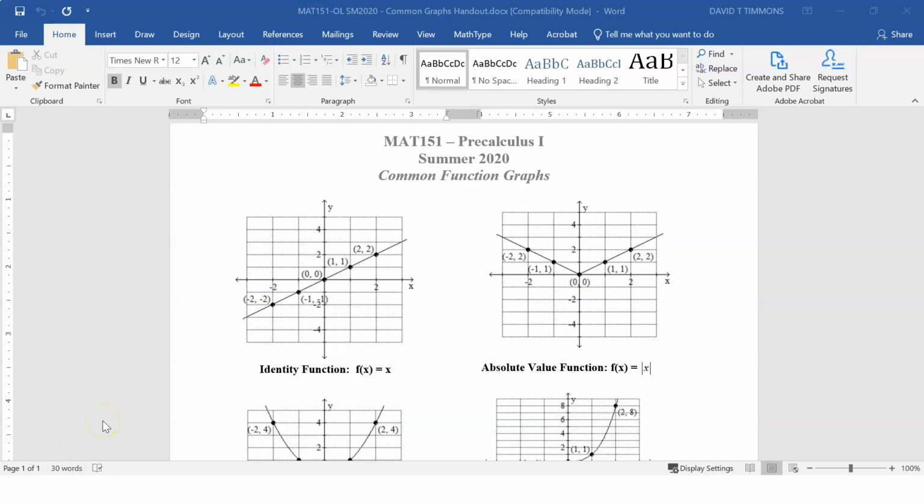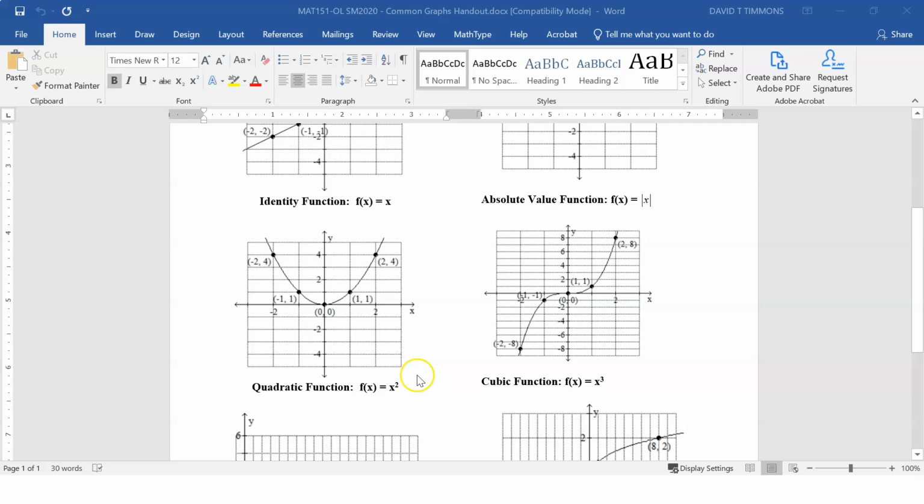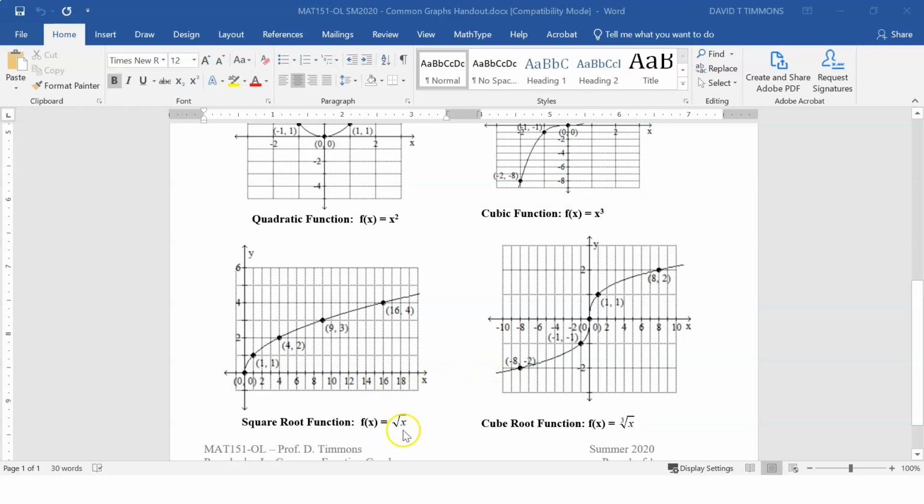Now, my handout includes all the same common functions you will see in the textbook. So you'll see here the identity function, or remember, an f of x really you can substitute as y. So y equals x. There's our y equals absolute value of x. There's our quadratic function, y equals x squared. The cube function, y equals x cubed. And then we have our square root function and our cube root function. Those are really the functions that we are going to focus on.